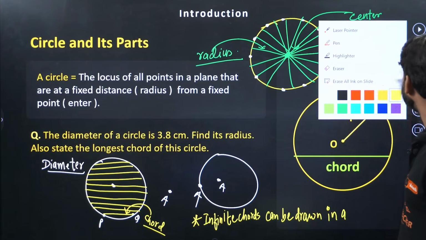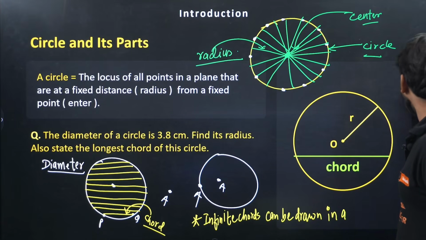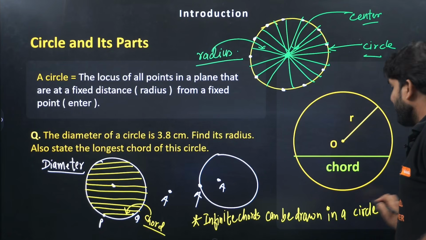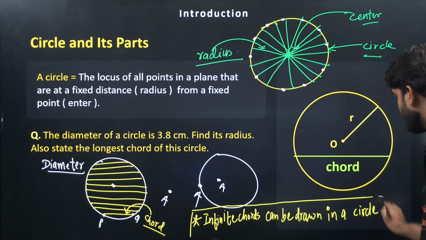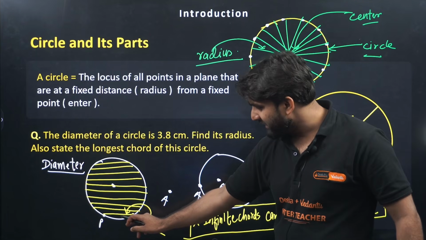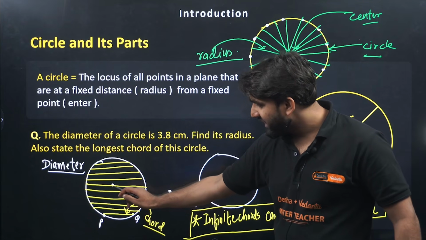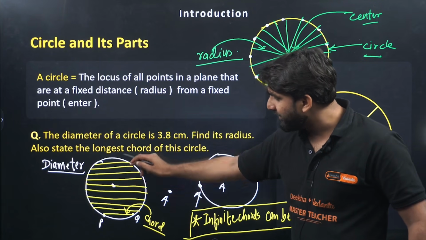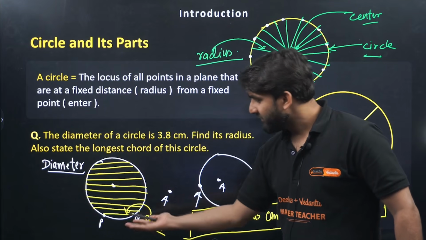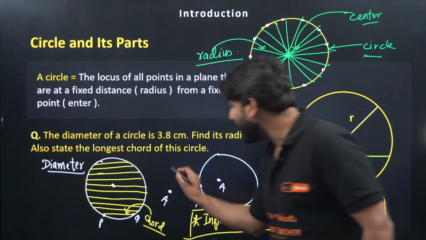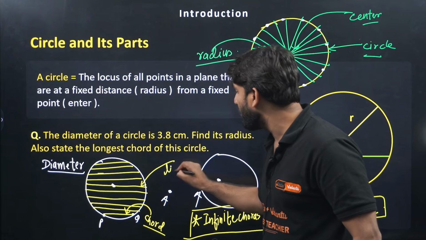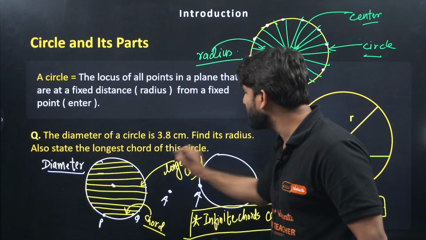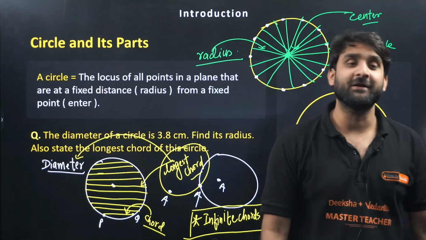Can you see the special information? The longest chord is passing through the center. If you can observe, the length of the chord is increasing, and this is the longest chord. Now if you move up, the length of the chord is decreasing. First increasing, now decreasing. So this chord will be the longest chord, and the longest chord of the circle is called the diameter.